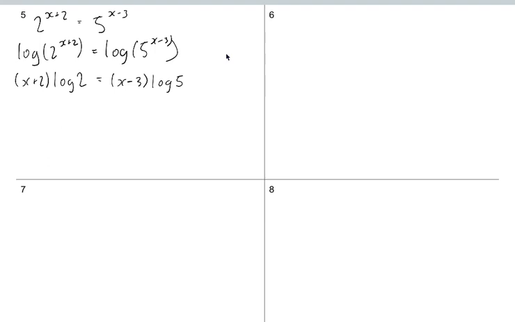Okay, so we've now got x log 2 plus 2 log 2 is equal to x log 5 minus 3 log 5. All of these are horrible numbers. I'm glad to see there's some light bulbs going off there.